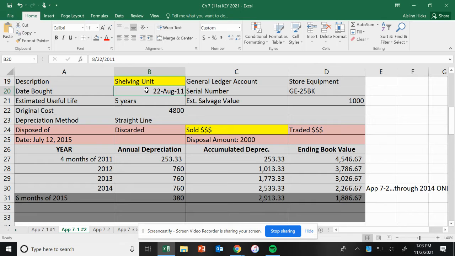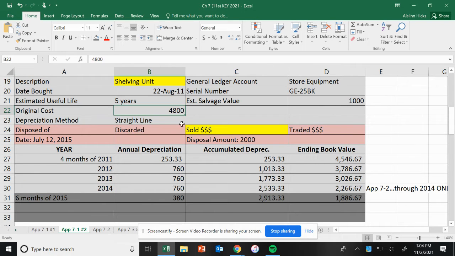We did not use it in August, because we bought it August 22nd, too late in the month. So we used it September 1, October 2, November 3, and December 4. So I used it 4 months in 2011, and then I used it all of 2012, 13, and 14.